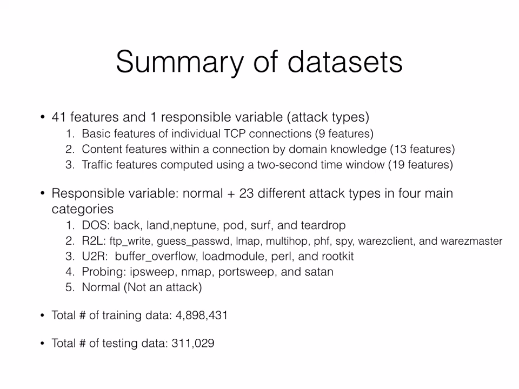As you can see, these are not just main categories; there are also subtypes. For example, under DOS you get Neptune, Land, or Pod, and the same for the other classes. The total number of training data here is around 5 million, and the testing data is around 300,000.